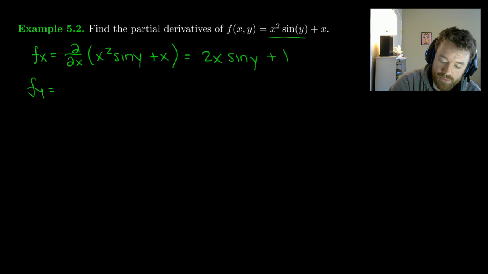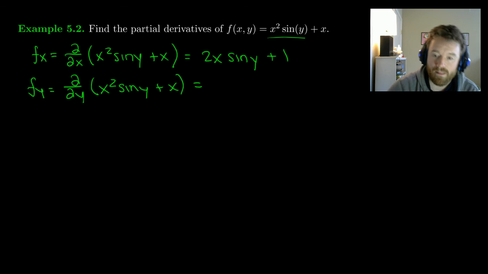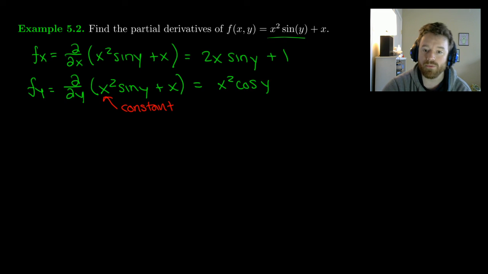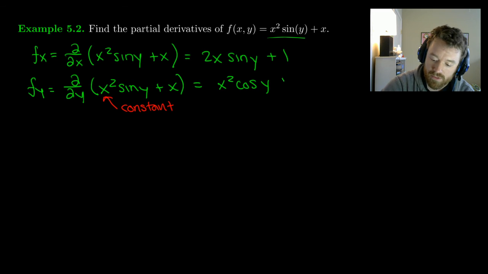Similarly, fy is going to be the partial with respect to y of this function of x squared sine y plus x. And I'm treating x squared as a constant. This is a constant for the time being. And so if I treat x squared as a constant and x as a constant, I should get x squared times cosine y, that's the derivative of sine y, plus 0, 0 being the derivative of x if I'm holding it constant, if it's considered a constant. So let's even write plus 0 for emphasis.